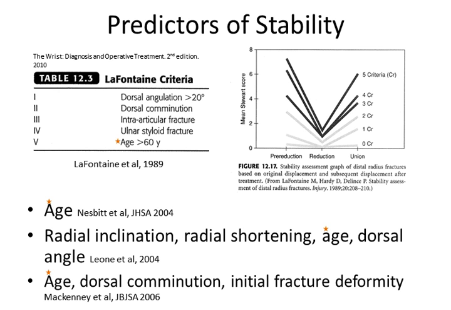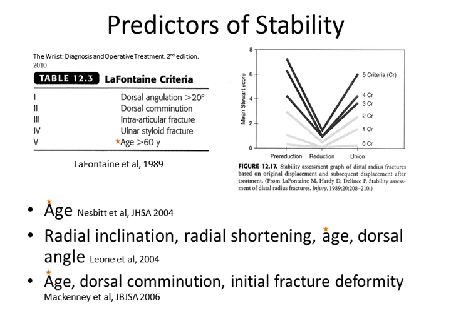So let's talk a little bit about stability, since the universal classification talks about it. There are many ways to predict stability, but I think most commonly what we use is the LaFontaine criteria. This is often quoted. Basically there are 5 factors: dorsal angulation more than 20 degrees, presence of dorsal comminution, intra-articular fracture, ulnar styloid fracture, and age. What it means is that if a patient has 3 or more of these factors, the rate of displacement or instability of the fracture is high.